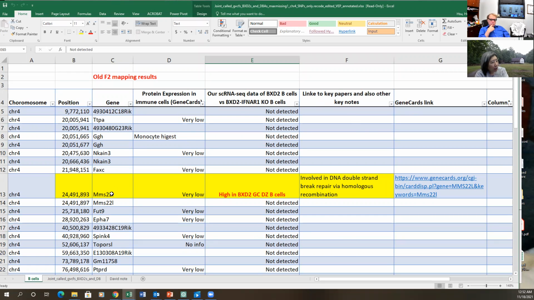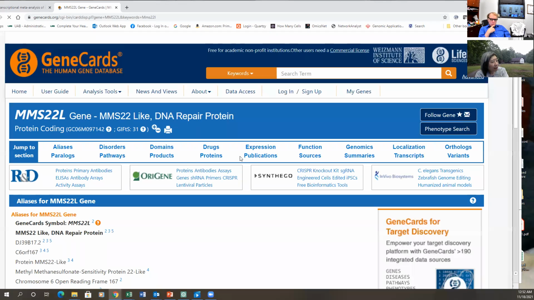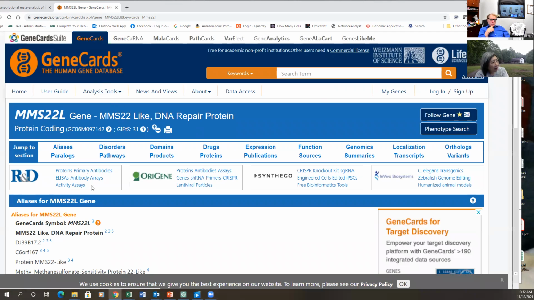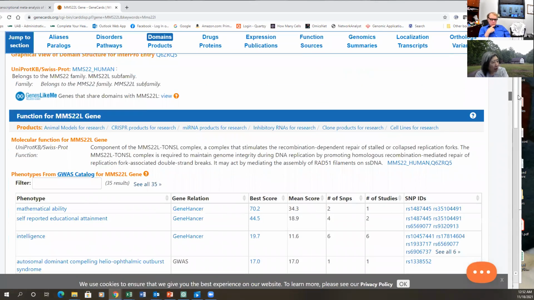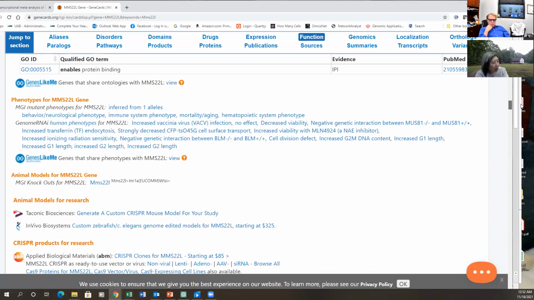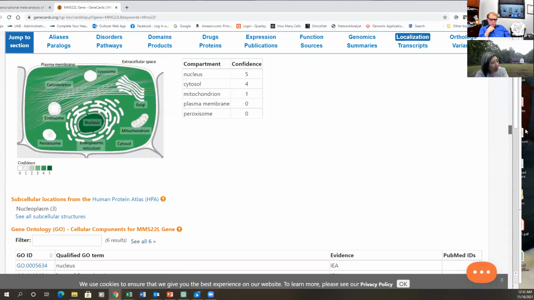So for example, MMS22L says very low in immune cells, but based on our own single cell data, this is very high in the BXD2 germinal center, dark zone. So this is where I found that information. You go to GeneCards, this is MMS22L, and you keep going, then it tells you everything about this gene. Not everything, a lot of information.